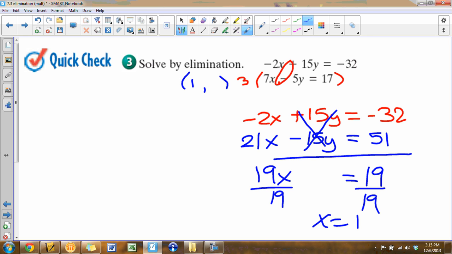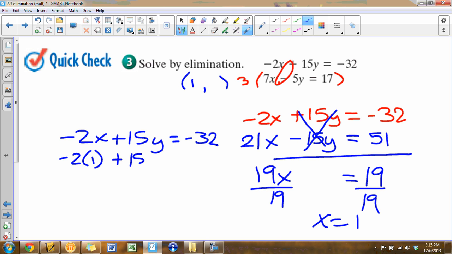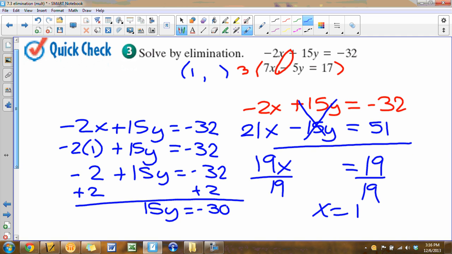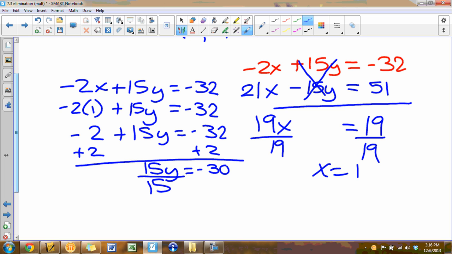Divide both sides by 19, and x equals 1. I still need to find my y. So negative 2x plus 15y equals negative 32. Negative 2 times 1. Okay. Negative 2 plus 15y equals negative 32. We're going to add 2 to both sides. 15y equals negative 30. Divide by 15, and y equals negative 2.